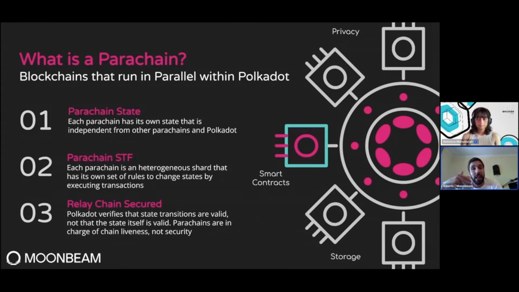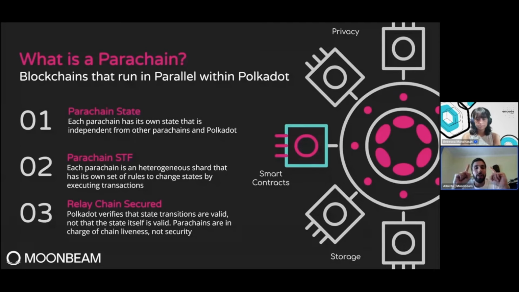If you have a parachain like Moonbeam, Moonbeam has its own set of rules on how you change one state to the next in a block. And then you have other parachains like Hydration or Astar or other parachains in Polkadot that have their own state transition function, their own ways of migrating state from one block to the other. What's really interesting is that the Polkadot relay chain secures all these parallel blockchains, because the relay chain stores the state transition function for each of these parallel blockchains.